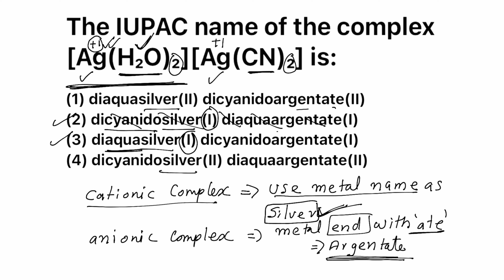Now what are the hints? Hint number 1. This is the hint number 1. Okay. Now hint number 2 is regarding the oxidation number of Ag.